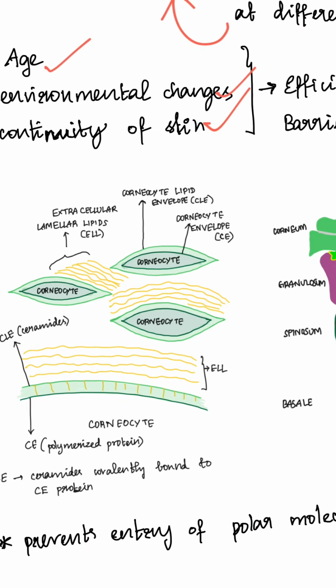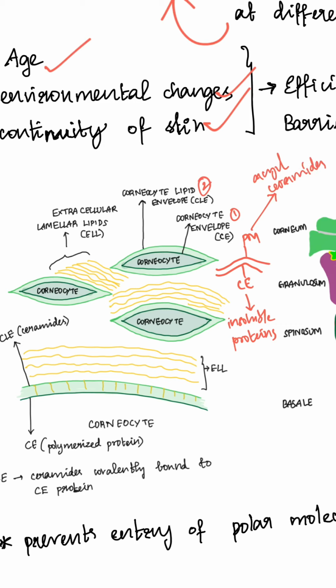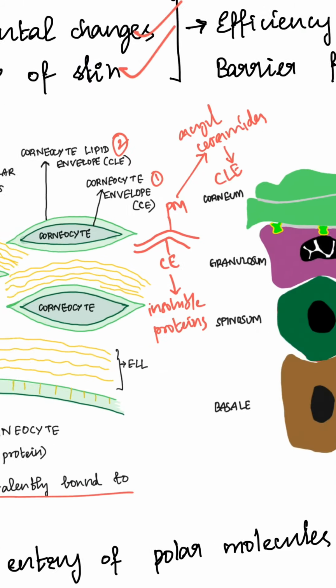So these are the corneocytes and they have two envelopes. One is the corneocyte envelope, another one is the corneocyte lipid envelope. During development from stratum granulosum to stratum corneum, there is a layer of plasma membrane, and beneath this layer of plasma membrane, the corneocyte envelope is formed. This corneocyte envelope is rich in insoluble proteins. And this plasma membrane layer is later converted to a layer of acyl ceramides, which is called the corneocyte lipid envelope. This corneocyte lipid envelope contains ceramides covalently bound to corneocyte envelope protein.